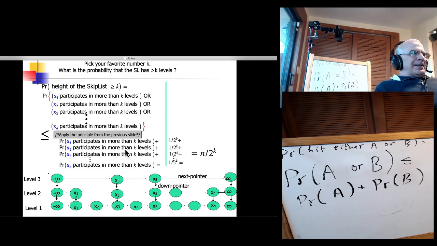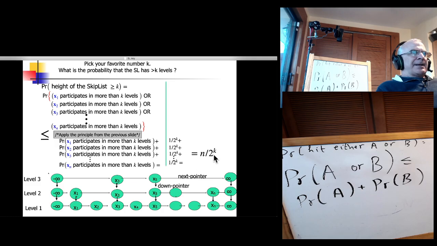What's the chance that x2 and so on participate in more than k levels? Same number, 1 over 2 to the k. What's the chance for xn to participate in so many levels? 1 over 2 to the k. Remember, since it's strictly larger, it's 1 over 2 to the k and not 1 over k minus 1. It's exactly 1 over 2 to the k.